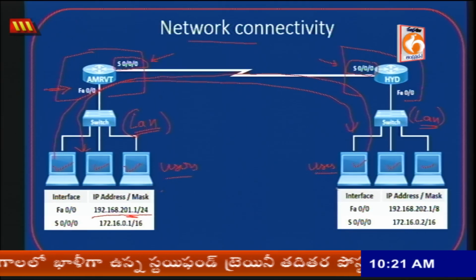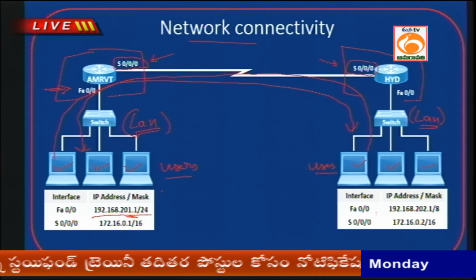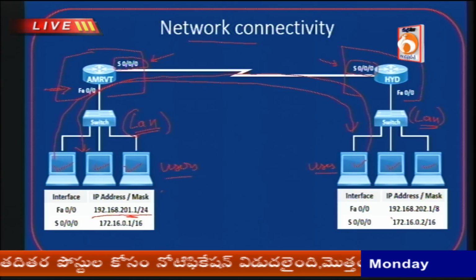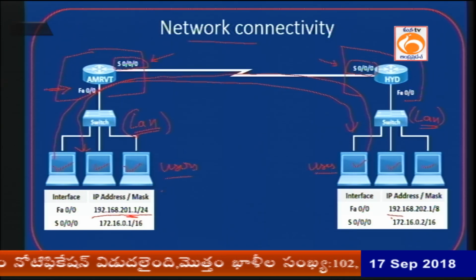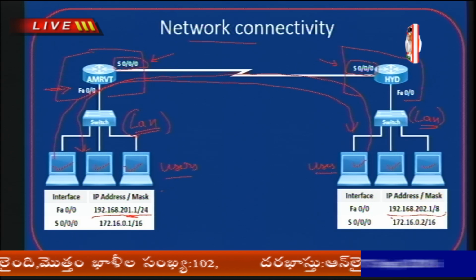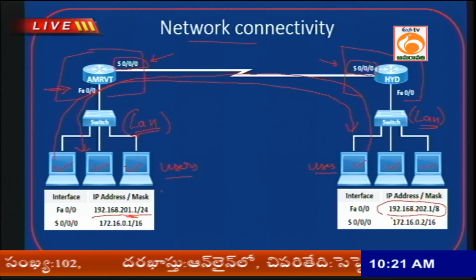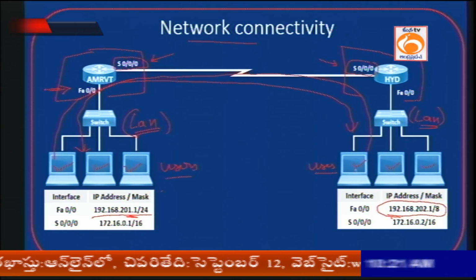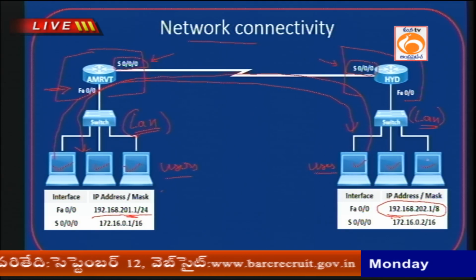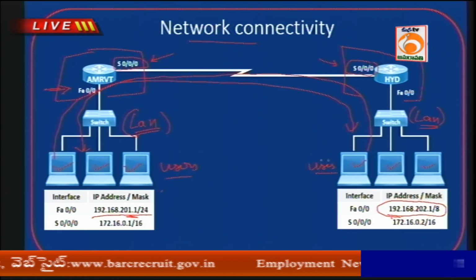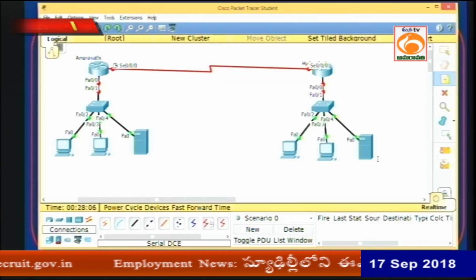Similarly, the IP address that we are using on the Hyderabad network is different from that we used in Amravati. That is 192.168.202.1 for the router, and similarly for other computers we will have different unique IP addresses. So let's follow the same structure in our example as well.